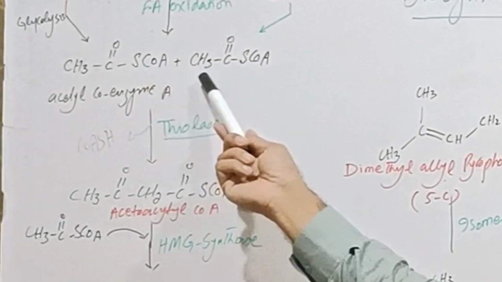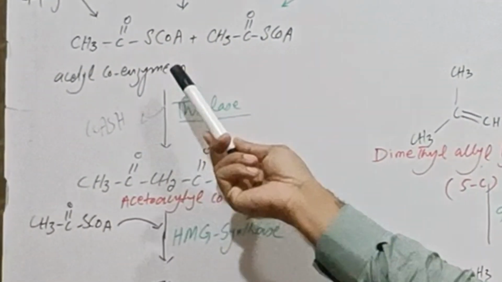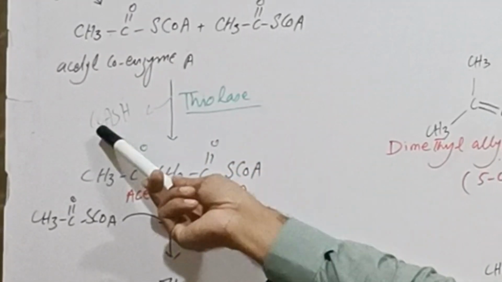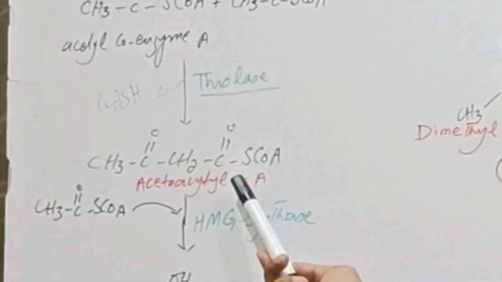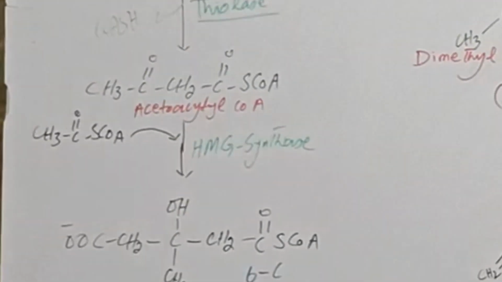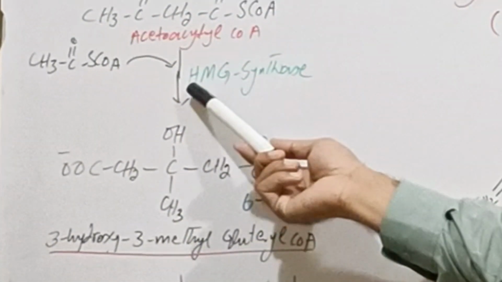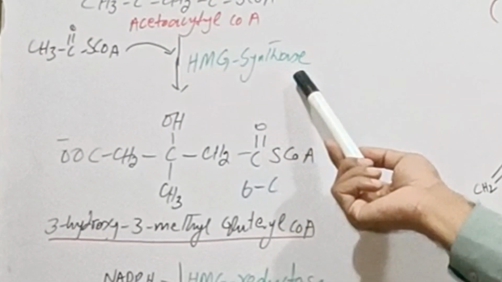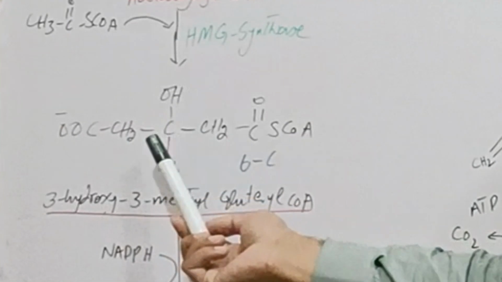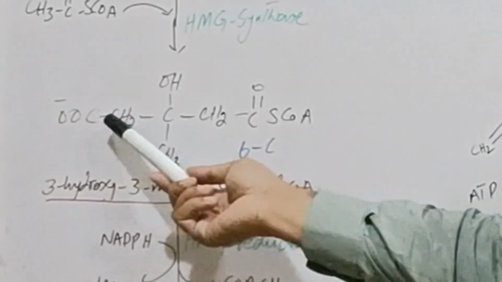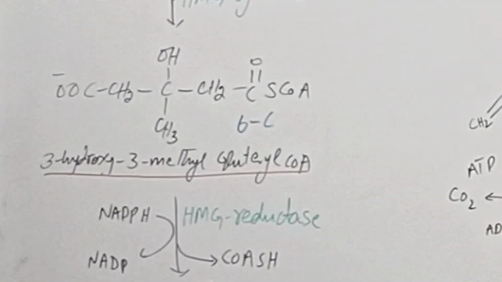Two acetyl coenzyme A are condensed in the presence of thiolase enzyme. One coenzyme A is removed and the 4 carbon structure acetoacetyl coenzyme A is formed. Another acetyl coenzyme A condenses with acetoacetyl coenzyme A in the presence of hydroxymethyl glutaryl synthase enzyme, and we get a 6 carbon structure, 3-hydroxy-3-methylglutaryl coenzyme A.